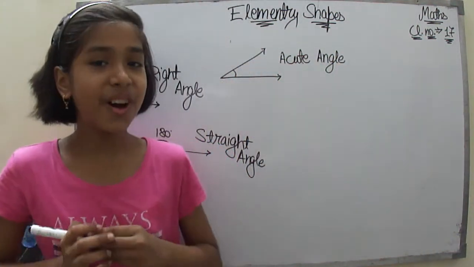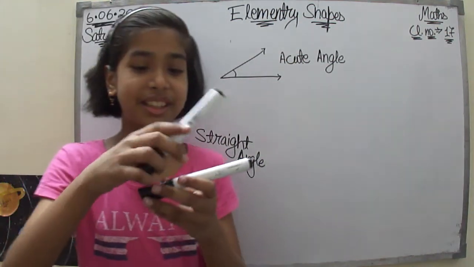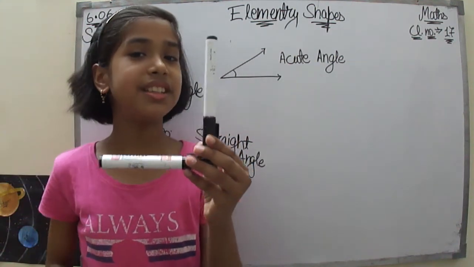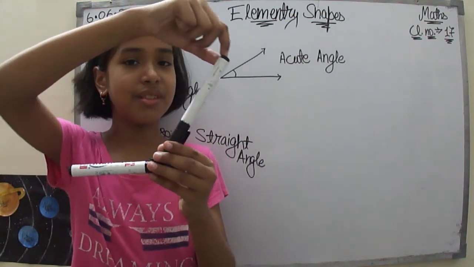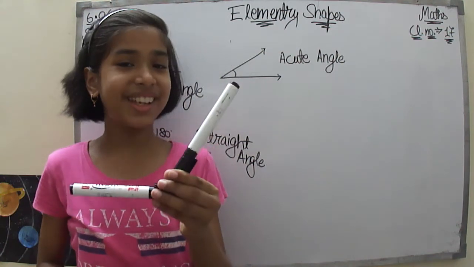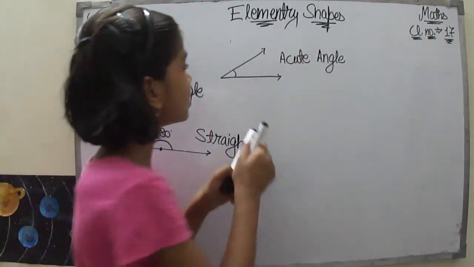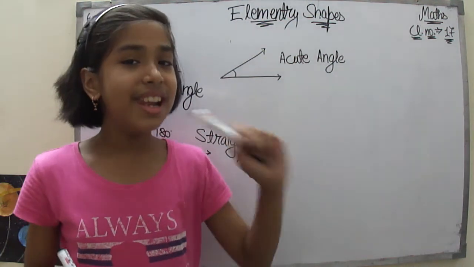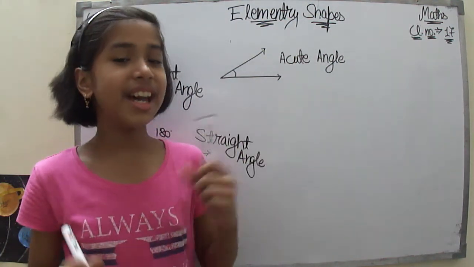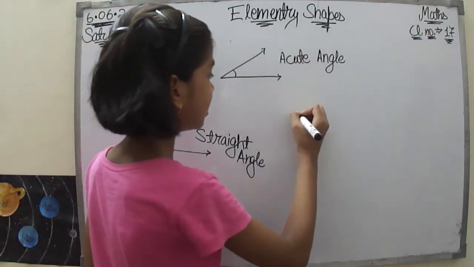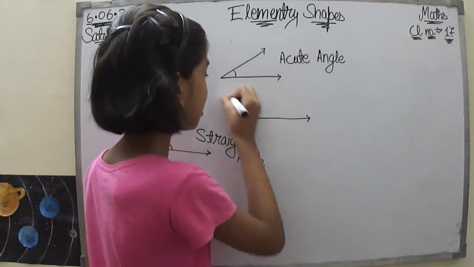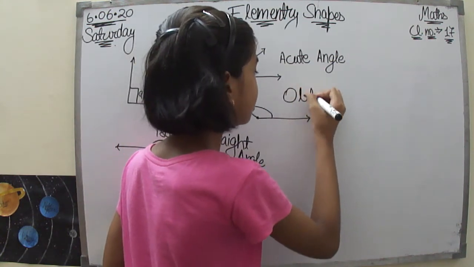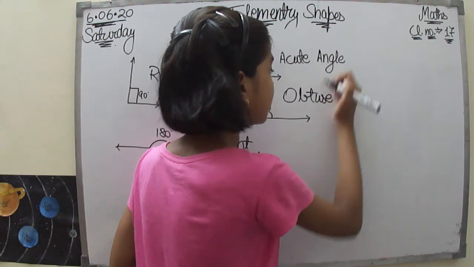Now let's move on to the other angle, and let's take our marker again. We have learned this is the acute angle, this is the acute angle, and now we have reached the right angle. If I move on, what is this angle? Obtuse angle, a funny name. This is the angle which is more than 90 degrees but less than 180 degrees. That is known as the obtuse angle. Let's see the example like this. So this is an obtuse angle.